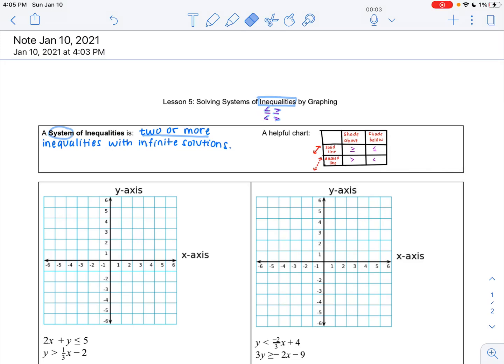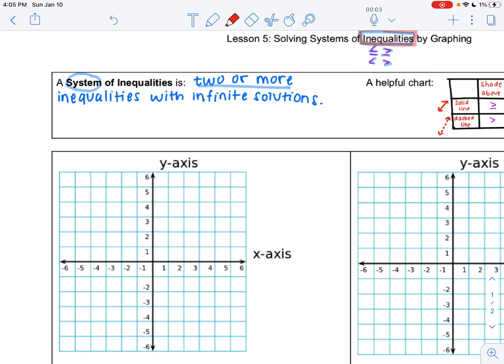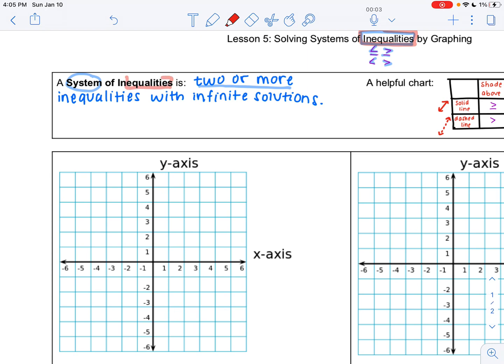So today we're going to work on solving systems of inequalities by graphing. It's the same thing as solving systems by graphing that we did in the last lesson last week, but this time we're going to be using inequalities. Remember, an inequality is one of these four symbols. A system of inequalities, just like a system of equations, is two or more inequalities with infinite solutions.